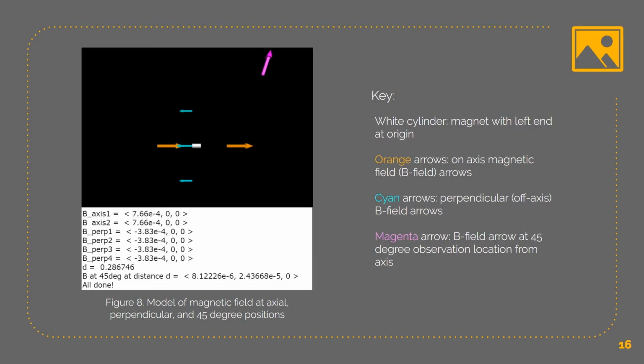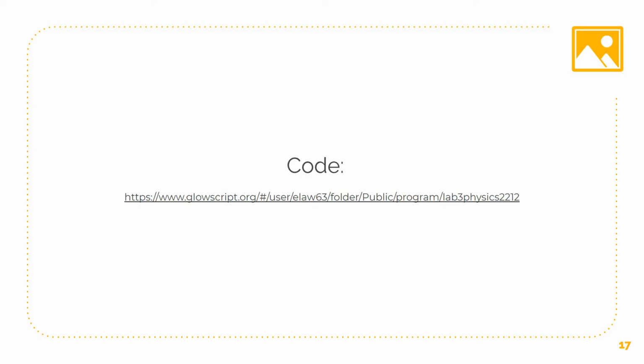The following figure displays a model of the experimental system including observation points for the axial and off-axis positions, as well as an intermediate location at 45 degrees. The orange arrows represent the on-axis magnetic field arrows. The cyan arrows represent the off-axis magnetic field arrows. And finally, the magenta arrow represents the magnetic field arrow at an observation location 45 degrees from the axis. The rectangular silver magnet is located at the origin.